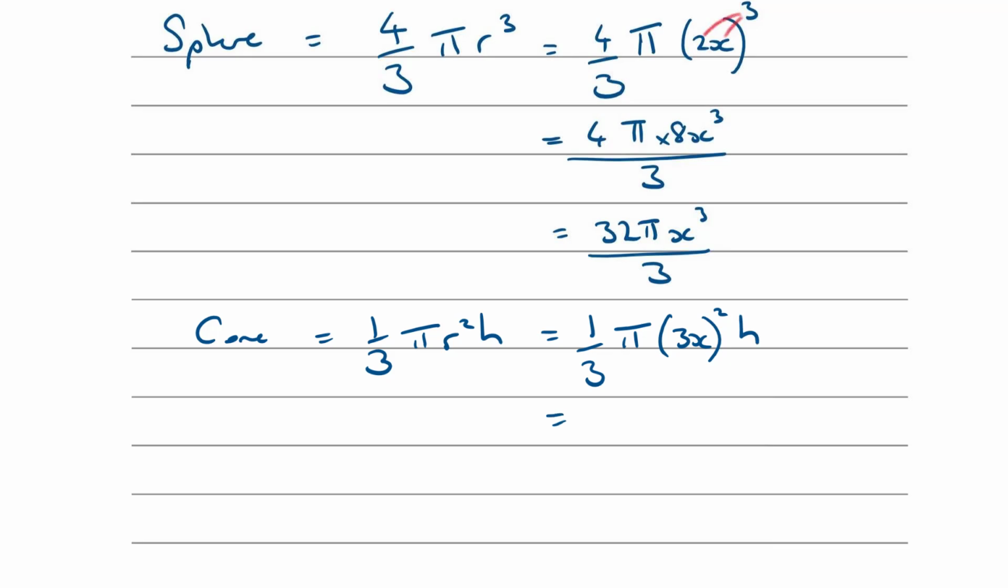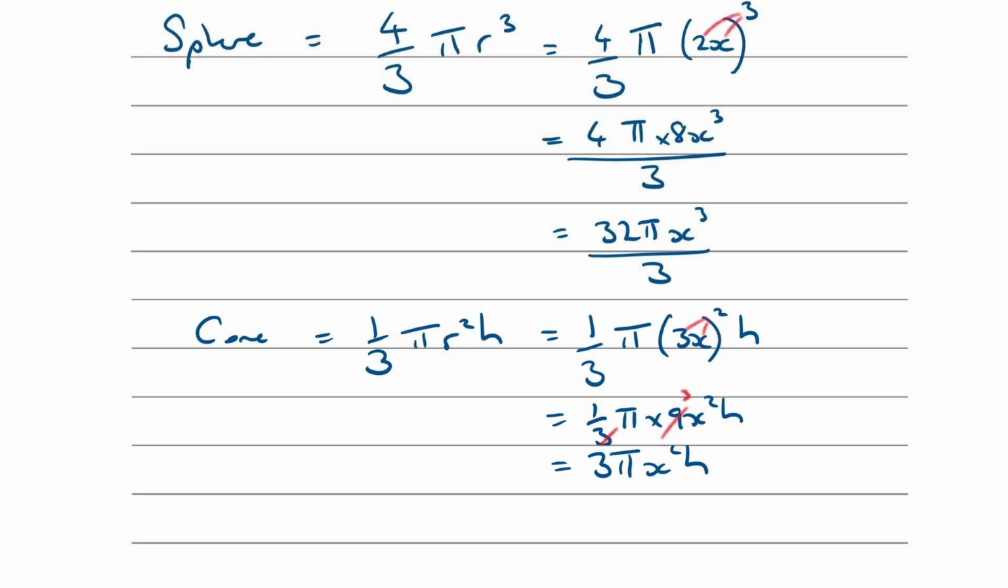So let's just tidy that one up as well. Don't forget to square both of these. So that's going to be 1/3 of pi times 9x squared h. I can divide that 3 into the 9 and give me 3 there. So it tidies up to 3 pi x squared h. Okay? So I've got an expression for the sphere in terms of x, and I've got an expression for the cone in terms of x and h.